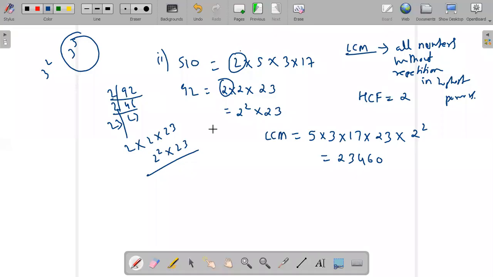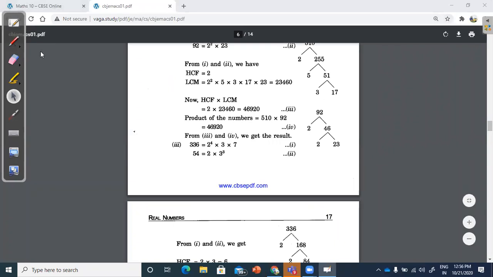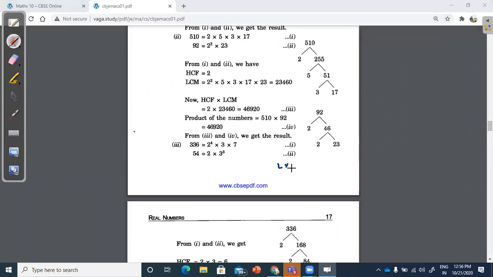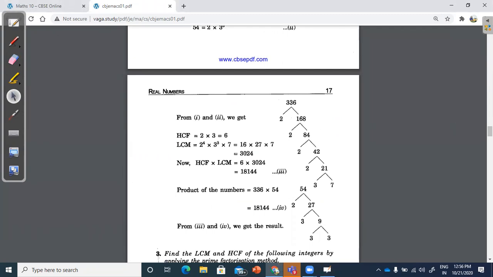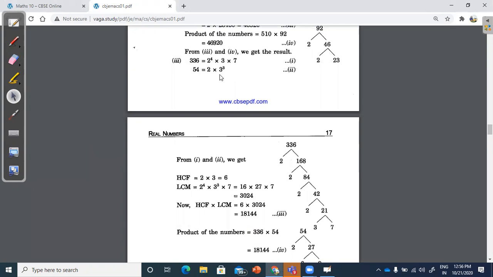So 336 is 2 into 2 into 2 into 2, that's 2 to the power 4, times 2 into 3 into 7, and here I am getting 2 into 3 into 3 into 3. So when I'm taking common, there is a 2 common, and there is a 3 common. So HCF is going to be 2 into 3, 6. So that is what I meant to say, that there could be more than one number which is common. If there are more than one number which is common, then you will have to take the numbers and multiply, then you will get the HCF. So HCF is going to be 6. And LCM, as I told you, will be all the numbers without repetition in the highest power.